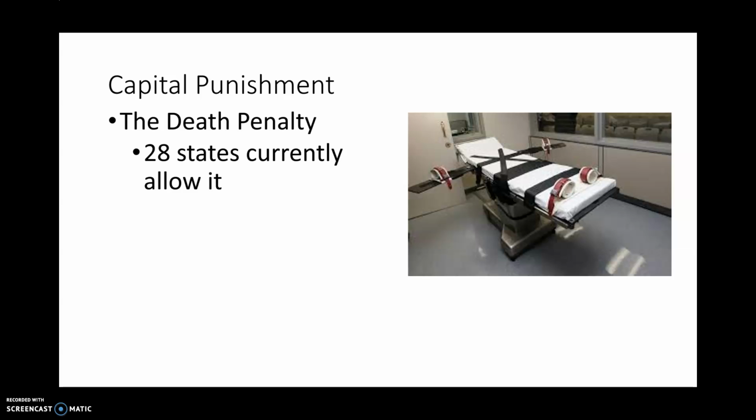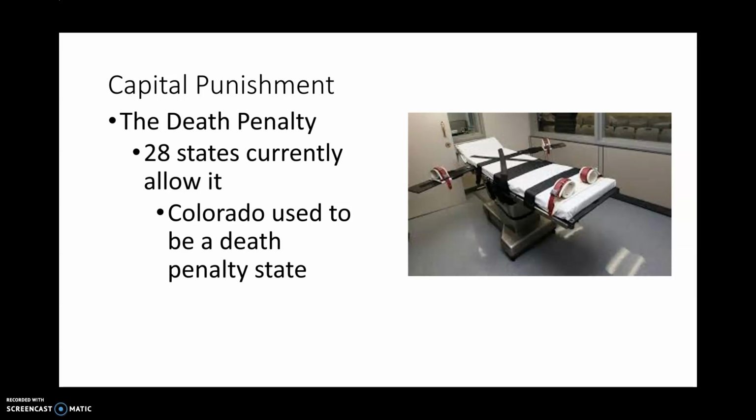So what the Colorado legislature and Colorado governor said is, as a state that doesn't really use it that often, why do we even have it in place? At the time when it was revoked, we had 3 people on death row, and their sentences were commuted, or reduced, to life in prison. So as of right now, Colorado does not have the death penalty. It could change in the future. If you get a different Colorado legislature and a different governor, it's possible that they'll reinstate it.